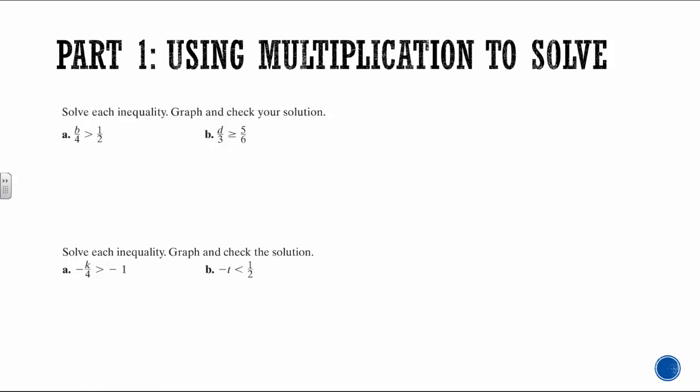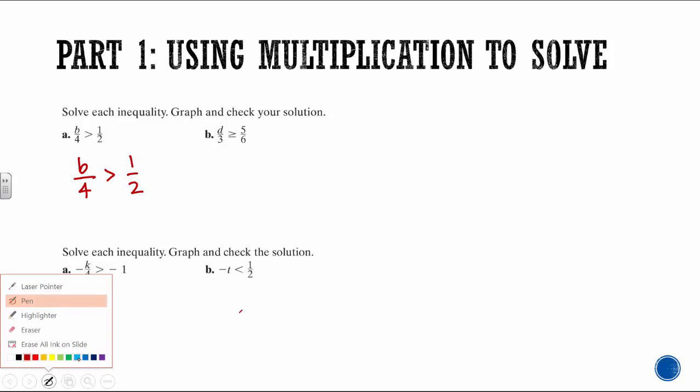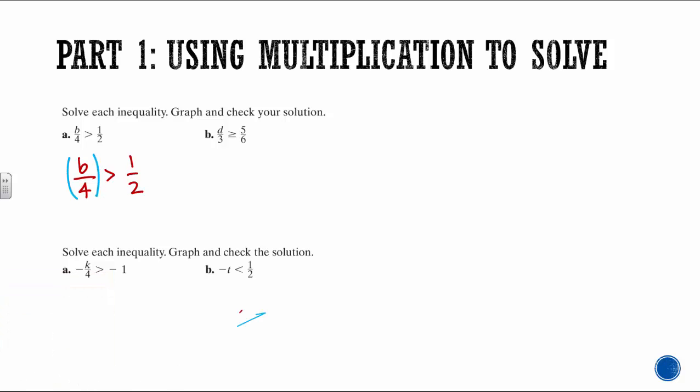If I want to solve these, we have to get the letter by itself. For the very first one, it's b divided by 4 is greater than 1/2. To undo that division by 4, I'm going to multiply both sides by 4. That crosses this off, and because I didn't multiply or divide by a negative number, my sign stays exactly the same. b is greater than 1/2 of 4, which is 2.